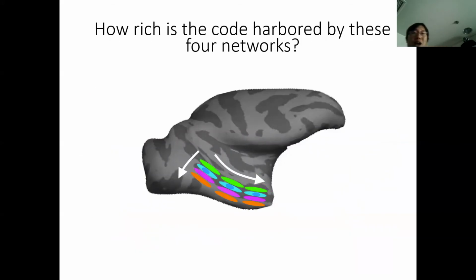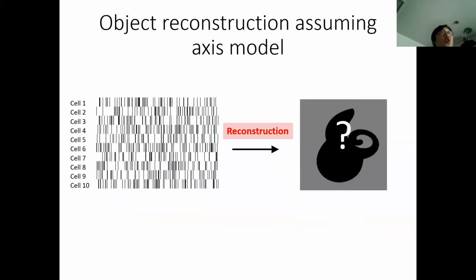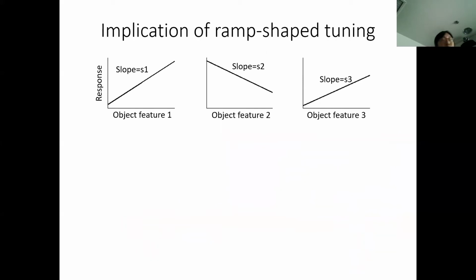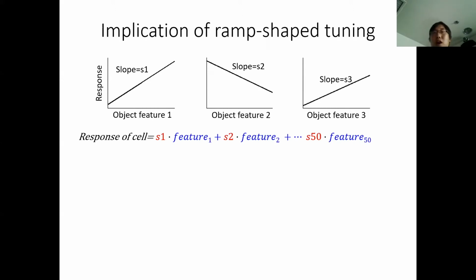How rich is the object code harbored by these four quadrants? To address this, we decided to reconstruct arbitrary objects from the responses of IT cells to see how good a job we could do with just cells from these four networks. Recall that I told you before that object patches show a ramp-shaped tuning to subsets of object parameters. This turns out to be incredibly convenient for reconstructing objects. Because if a cell shows a ramp-shaped tuning to a subset of object features, this suggests that the response of the cell can be roughly approximated by a linear combination of the features, where the coefficients of the linear combination correspond to the slopes of these ramp-shaped tuning functions.